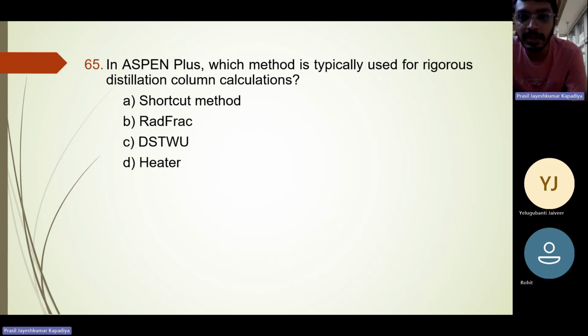In Aspen Plus, which method is typically used for rigorous calculation of a distillation column? RadFrac. Rigorous calculation, yeah, RadFrac. DSTWU is based on the shortcut method, that is the Fenske-Underwood-Gilliland method.